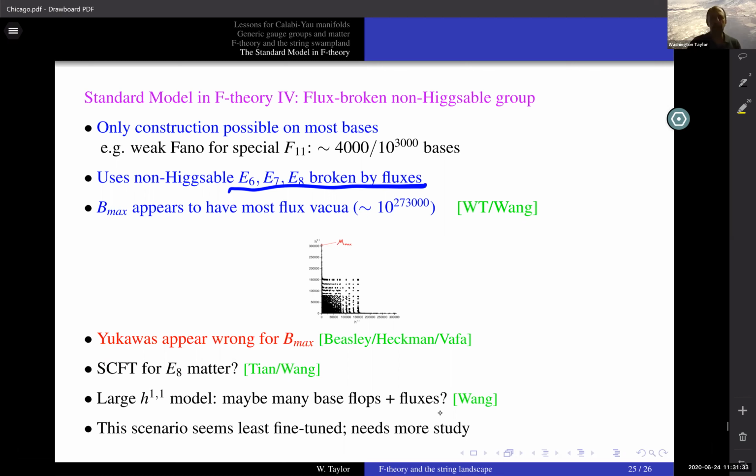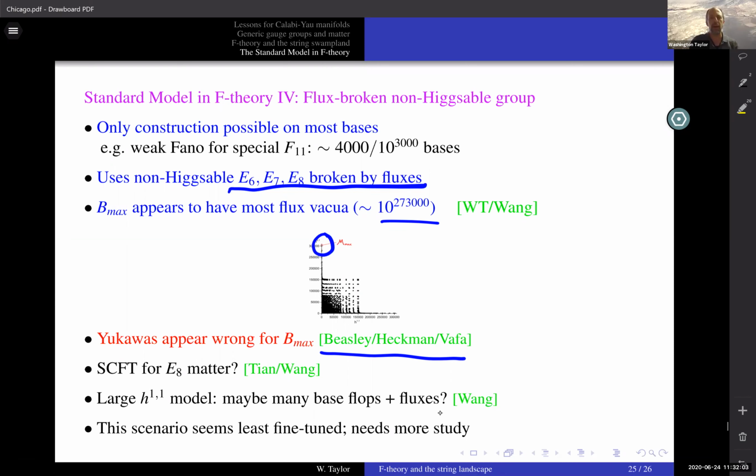So naively, this vacuum up here at the corner of the elliptic Calabi-Yau fourfold picture appears to have the most flux vacua. We found that that has something like 10 to the 273,000 flux vacua. But the divisors, the matter surfaces here, are Hirzebruch surfaces, which, according to an argument of Beasley, Heckman, and Vafa, will have vanishing Yukawas. So it's not obvious that we could get a realistic standard model in this set of things with the most flux vacua.